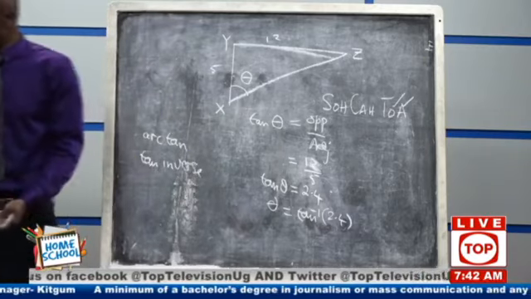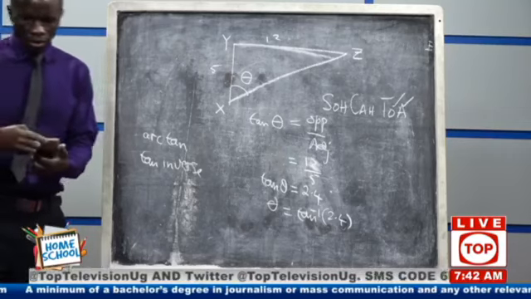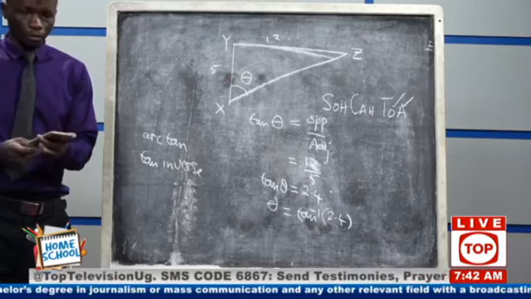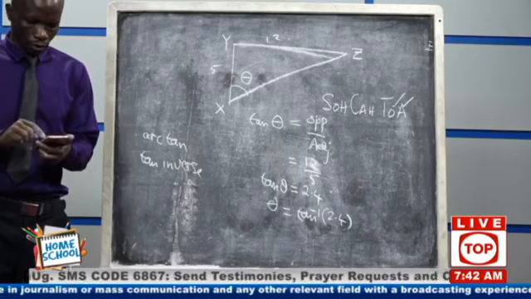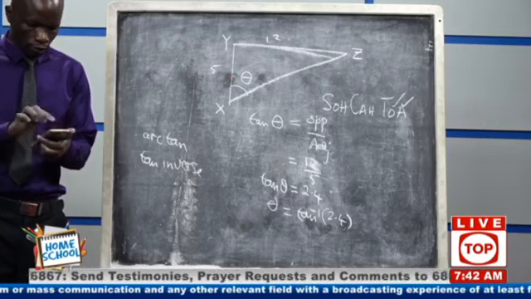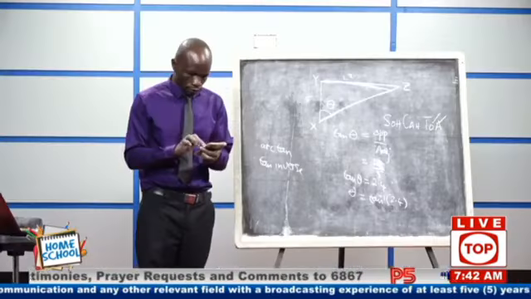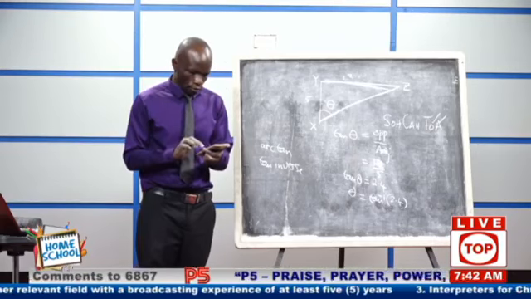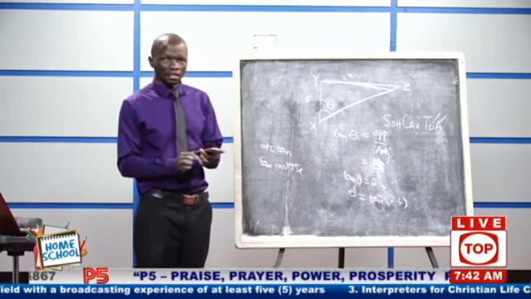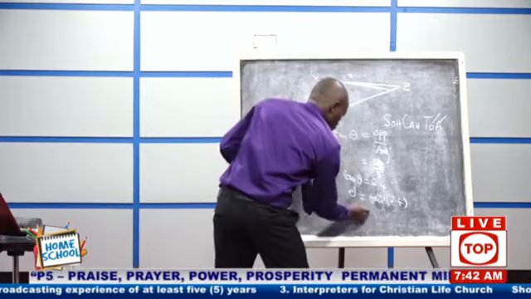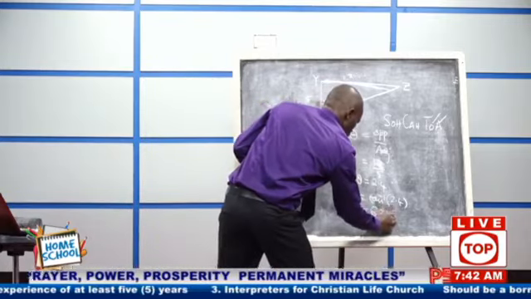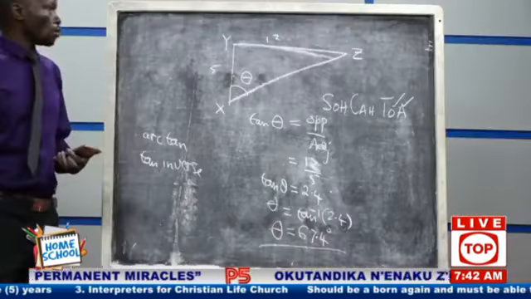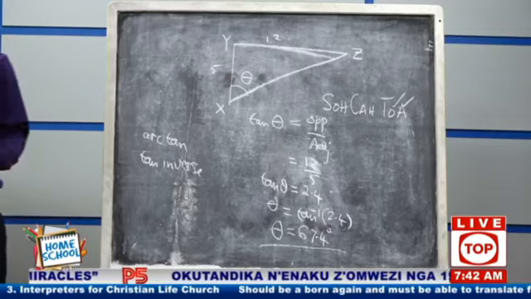So get hold of your calculator. You press the shift button, then tan, 2.4. Okay, I'm getting 67.4 degrees. So that is my angle YXZ.